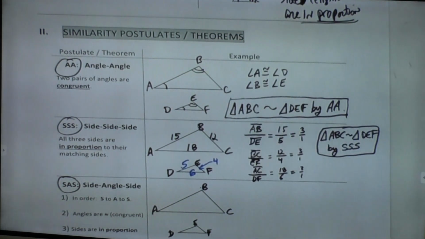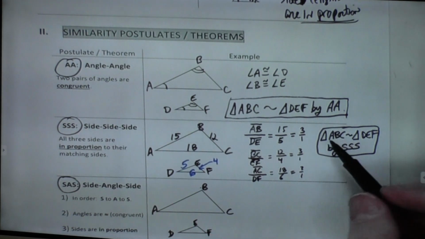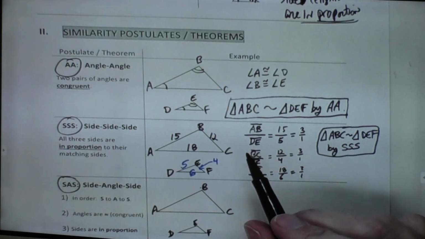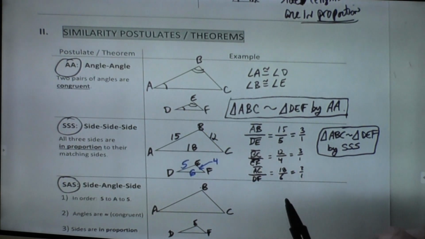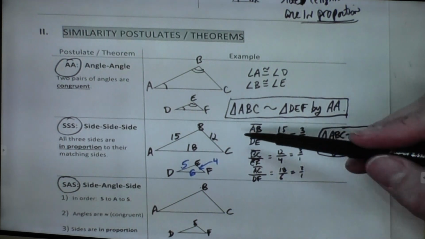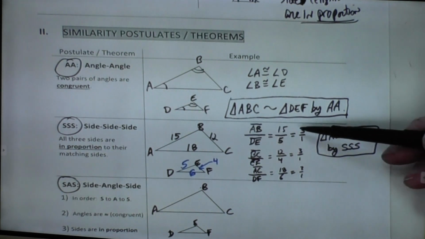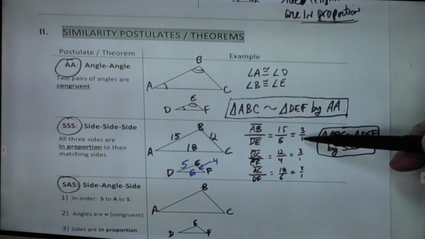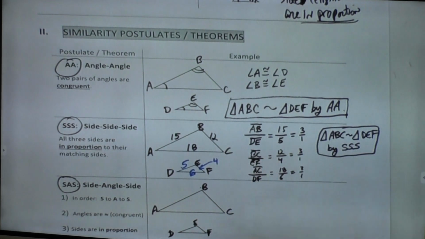Yes? Does it matter that the ABC is on top of the DEF, or could the DEF be on top? That's a good question, because you're right, it doesn't matter. It doesn't matter at all. If I had chosen to do DE over AB, I would have had a 1 over 3 result. I'd have to make sure the other ones I did did the same thing, where the smaller one was on top.